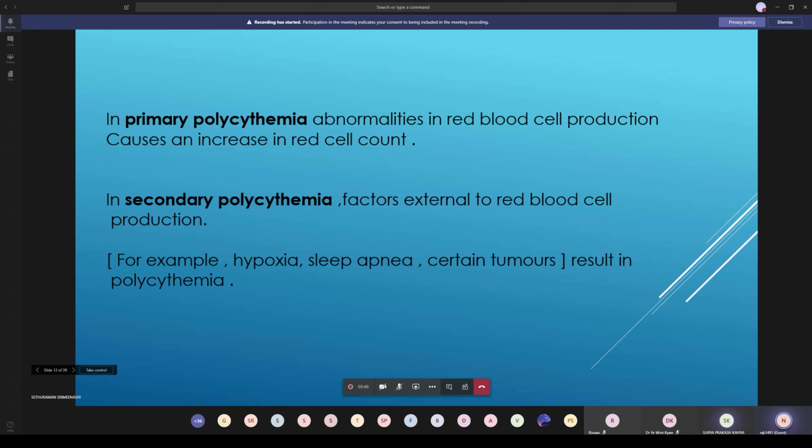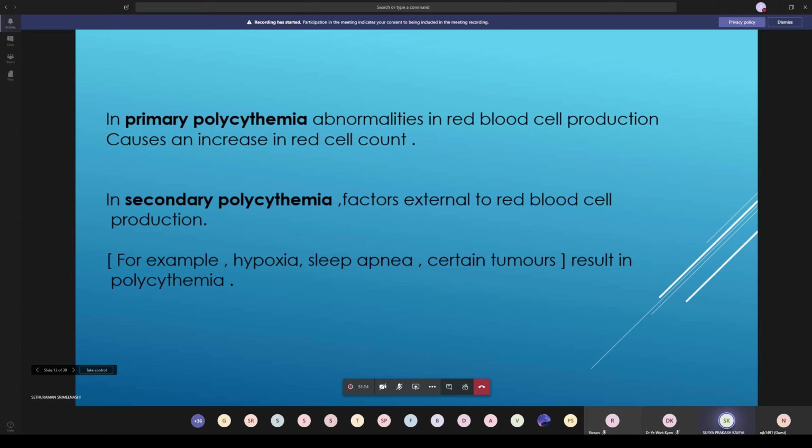This primary polycythemia is generally a genetic disorder and most commonly caused by a mutation in the bone marrow cells, which produce your own red blood cells. And this secondary polycythemia is an absolute increase in red blood cell mass that is caused by enhanced stimulation of red blood cell production. For example, this polycythemia is mainly due to factors external to the red blood cell production. For example, hypoxia, sleep apnea, certain tumors, which results in polycythemia.